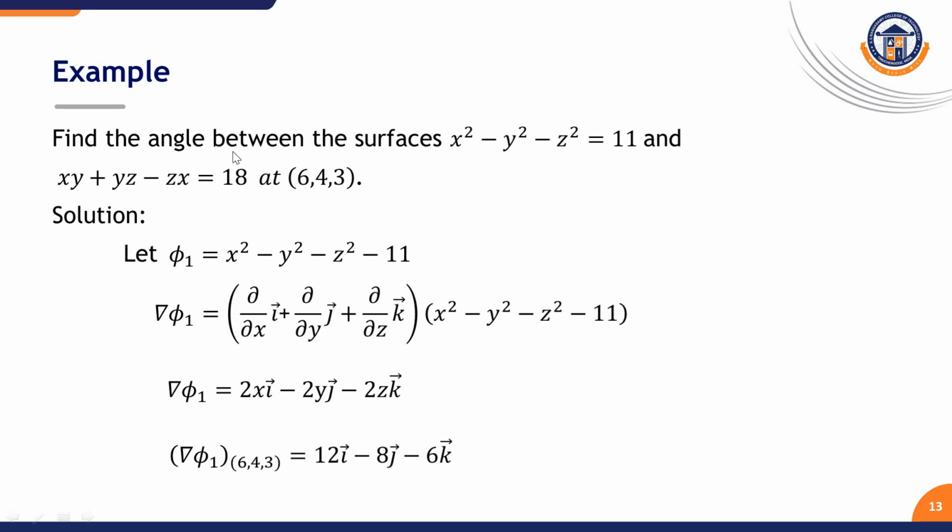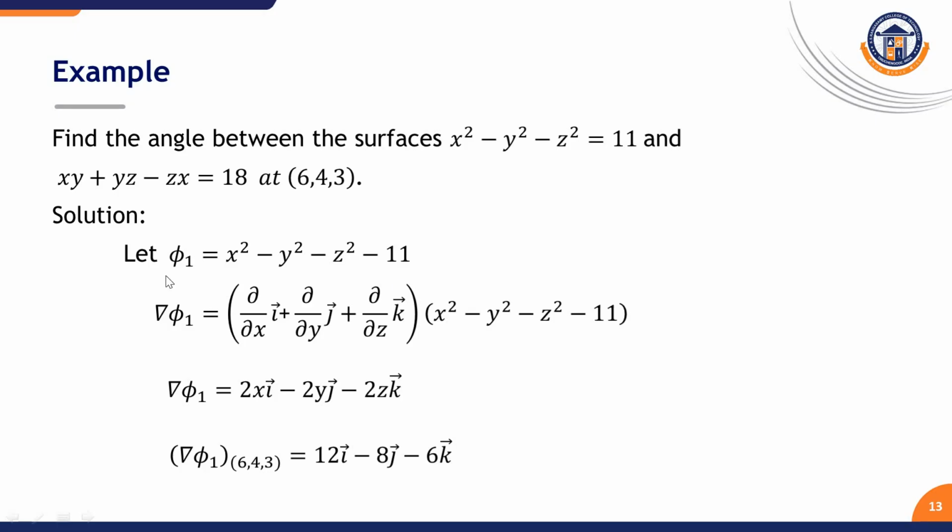Example, find the angle between the surfaces x squared minus y squared minus z squared equal to 11 and xy plus yz minus zx equal to 18 at 6, 4, 3. Here the two surfaces are given. Find the angle between these two surfaces. Let us assume the first surface is phi 1. Phi 1 is x squared minus y squared minus z squared. 11 is moved to the opposite side, we get minus 11.